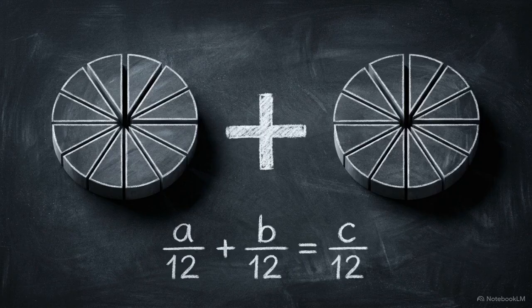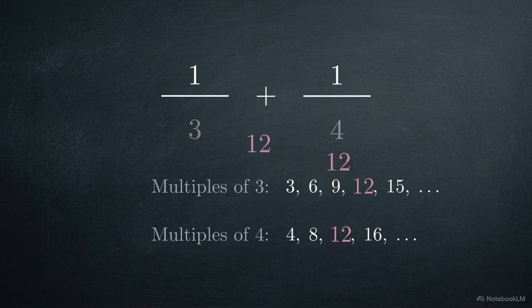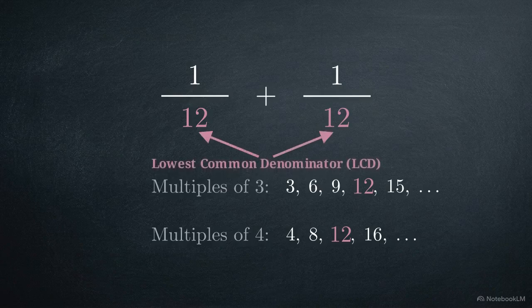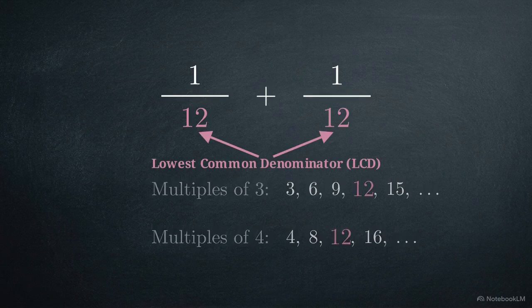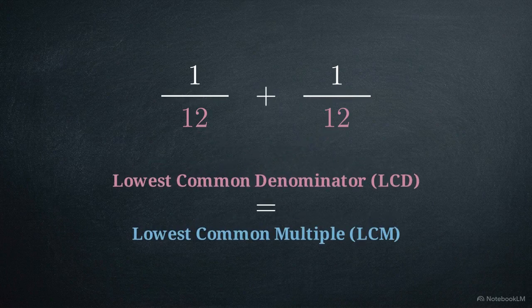This standardization enables the execution of fractional addition. In the operational equation 1/3 plus 1/4, the lowest common multiple of 3 and 4, which is 12, drops into the denominator position. This creates the lowest common denominator. The lowest common denominator is functionally identical to the lowest common multiple of the original mismatched denominators.